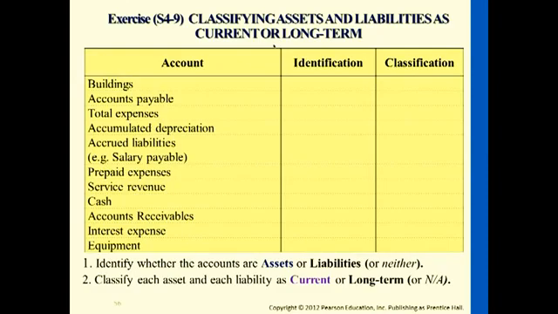Okay, now we'll move on. Accumulated depreciation would be an asset, and specifically long-term, because it goes hand in hand with either furniture or building or equipment, machinery.